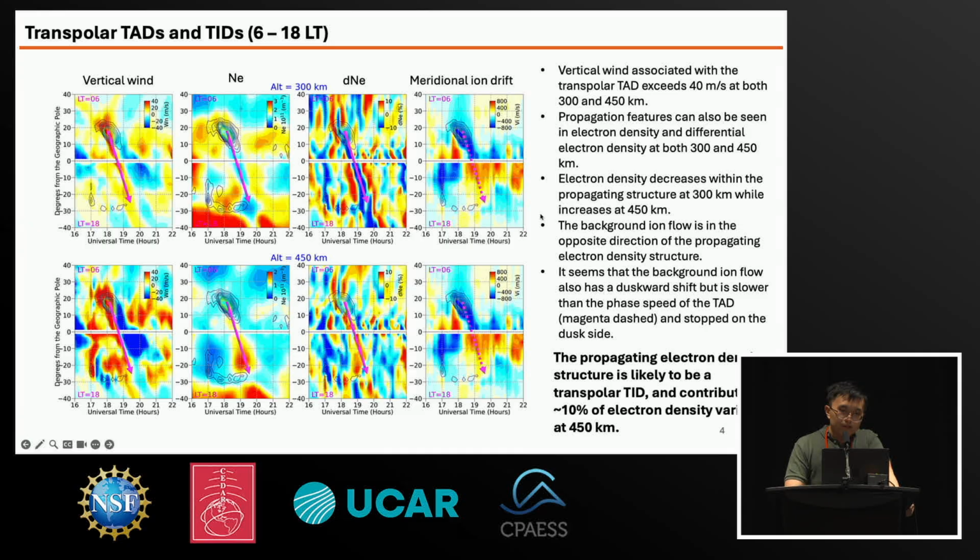And if so, the perturbations due to the transporter TIDs can reach about 10% of the background electron density at 450 kilometers. So this is the propagation of the TADs and potentially TIDs along the dark side.